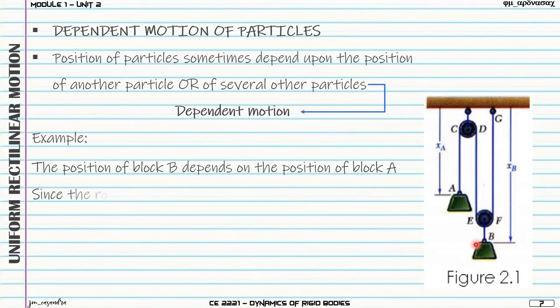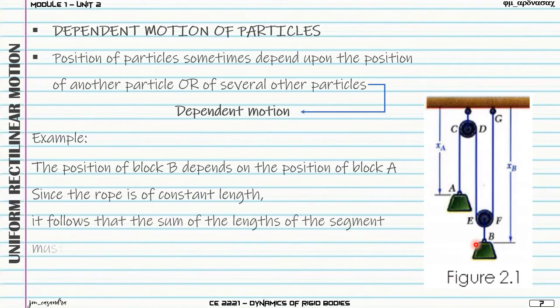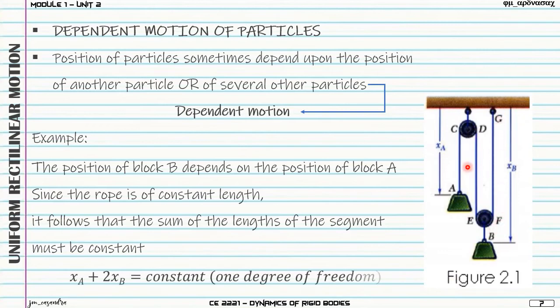So in that case, since the rope is of constant length, it follows that the sum of the lengths for each segment, so we have here your segment for A, and this is for B, will now be given by 1 degree of freedom. So we'll have XA plus 2XB equals a constant, since our rope length is also constant.